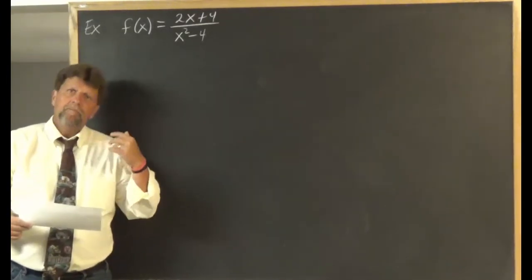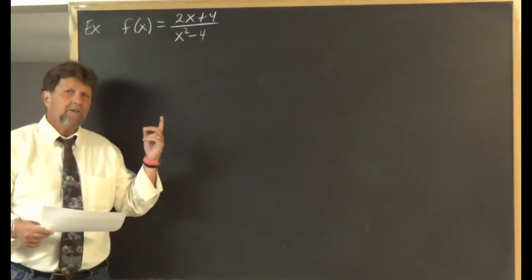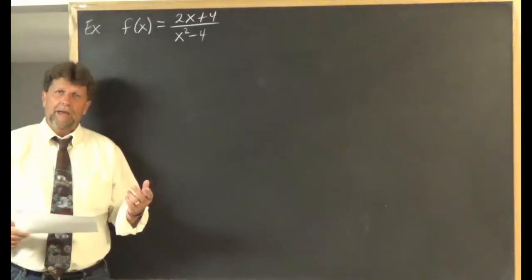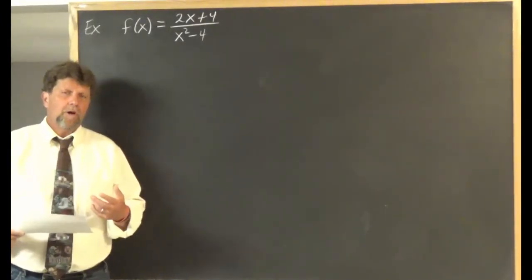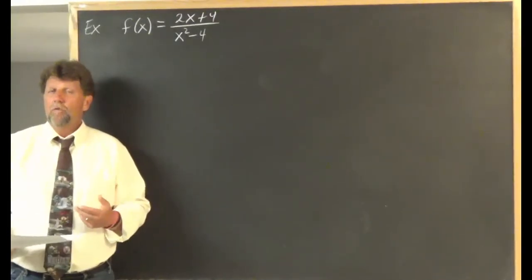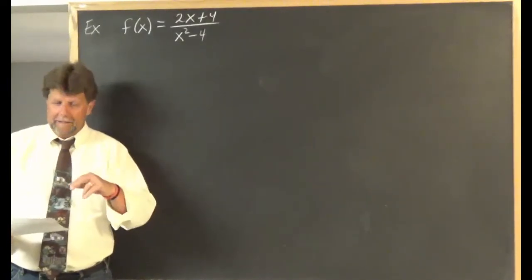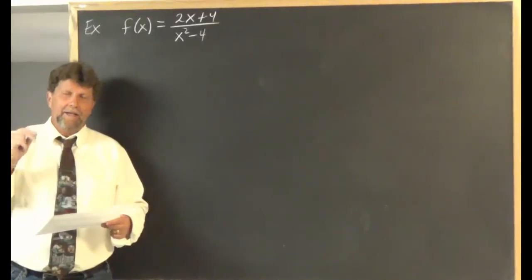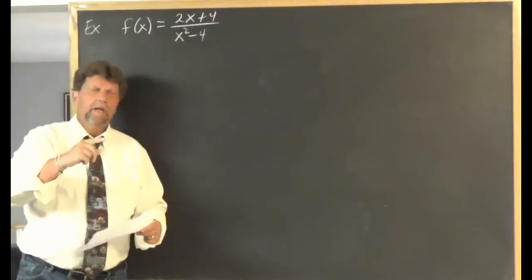So keep in mind, values of x that would make the denominator 0 are not in the domain of this function. So look at the denominator. The denominator is x squared minus 4. What values of x would make x squared minus 4 equal 0? That's right, negative 2 and positive 2. So there are two values of x that are not in the domain, negative 2 and positive 2. Let's analyze each one of them individually.